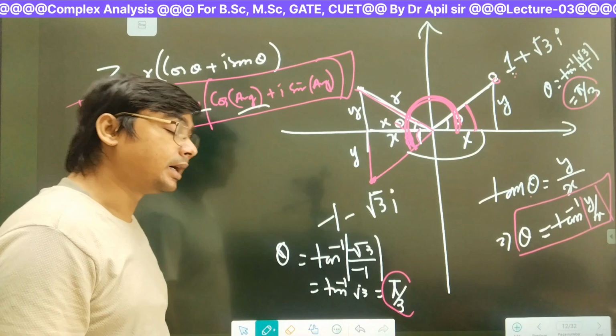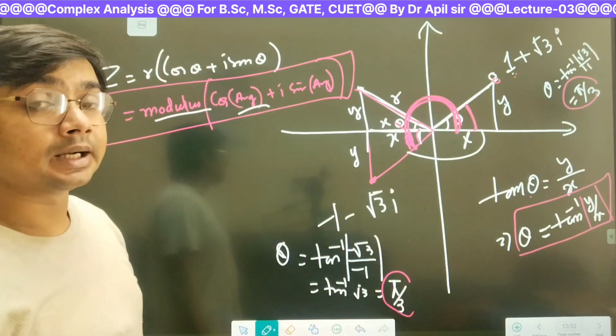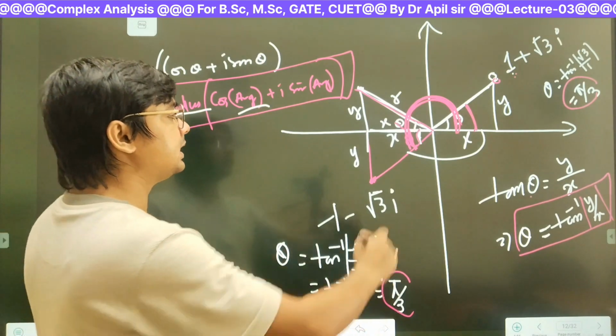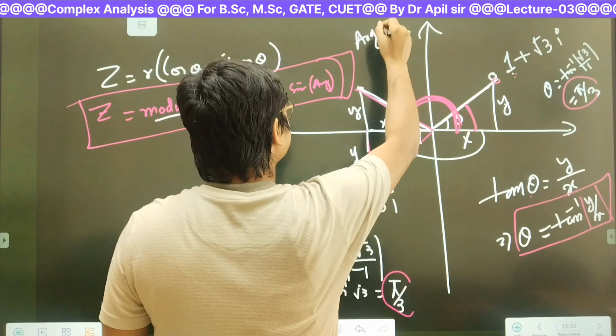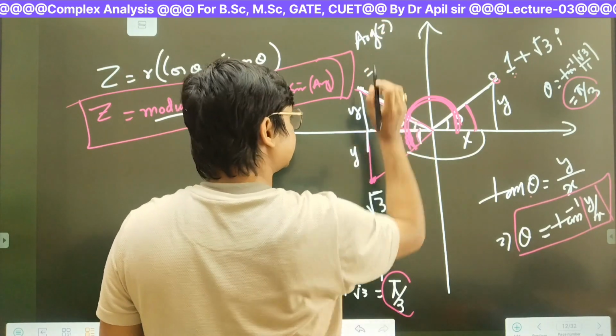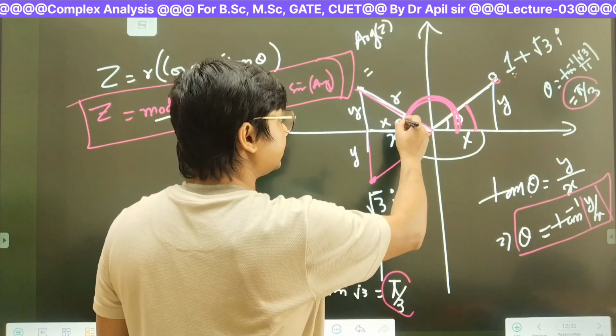So what will be the actual argument, or how can we easily find this argument? What we do here, in the second quadrant, is try to find the argument of z. You see here, if we use this formula, then we will get this value only, right?